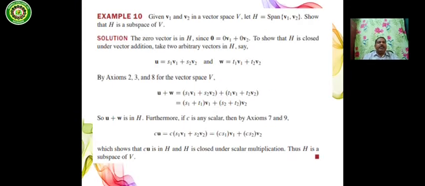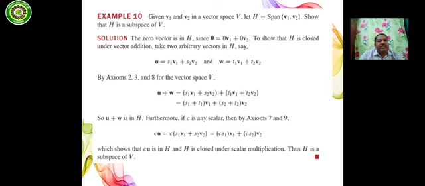So here we will take one example. Given v1, v2 in a vector space V, let H be the span set of v1 comma v2. Show that H is a subspace of V. To show that H is a subspace, we show that 0 bar is an element of H, next u plus v belongs to H, next cu belongs to H.